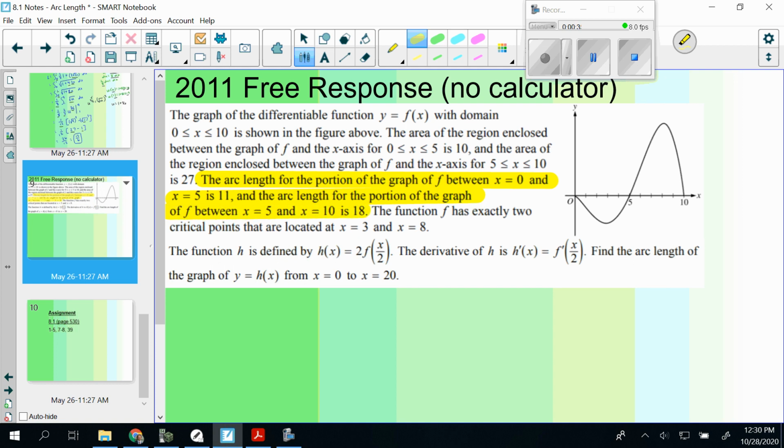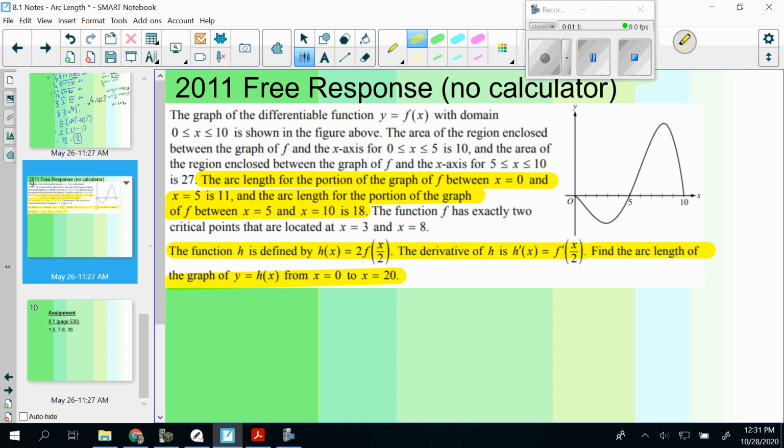They talk about some critical points, and that some of this other stuff with area and critical points was some of the other parts to this one. I only listed on here the part about arc length. So one of the questions they did ask is they want us to find the arc length of the graph of y equals h of x from 0 to 20. And they also told us that this function h of x, which is different than this graph up here, this is the graph of function f. They told us that the function h is defined by this, where the derivative is equal to that.